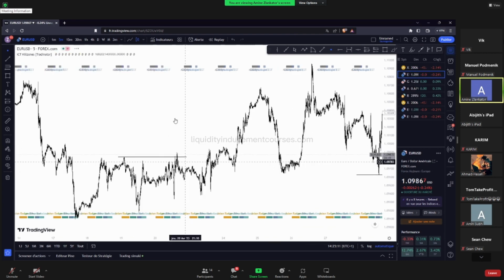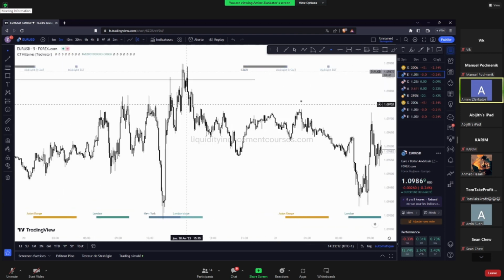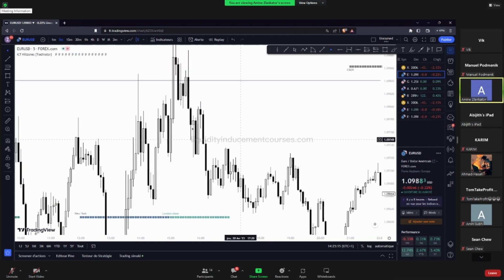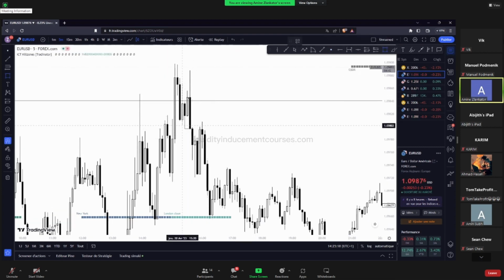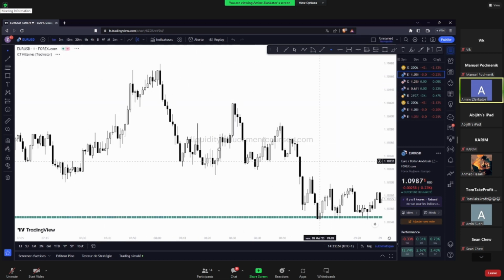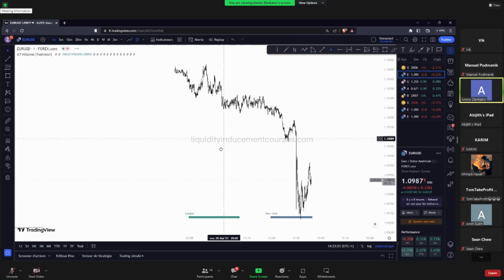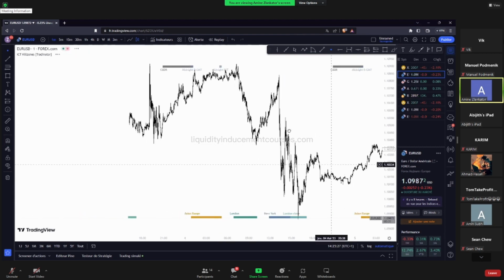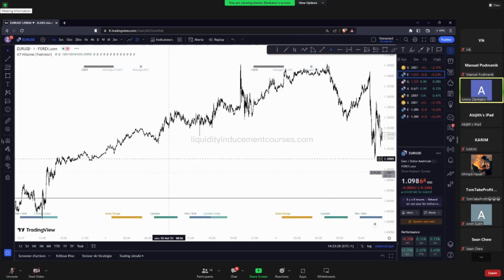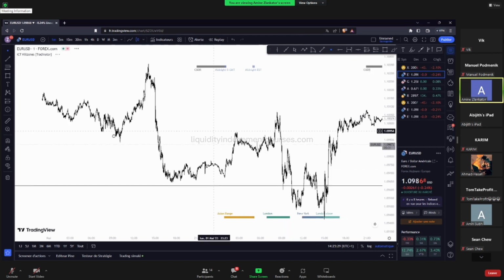Okay, so for M5, that's a break, and then price comes back to the whole range, and then goes lower. If you go to M1, this would be your entry. I don't think I can go back.